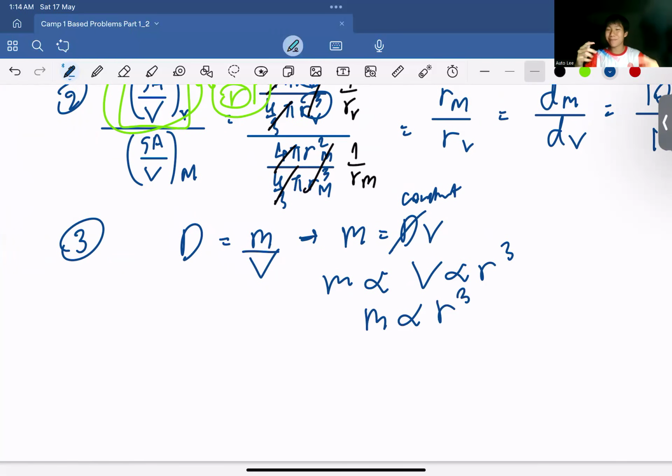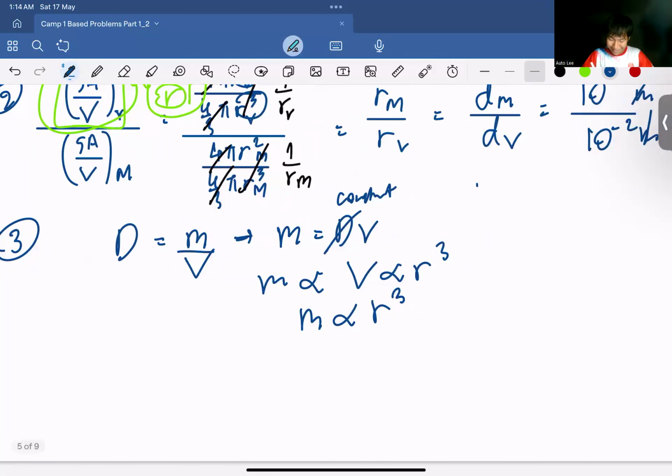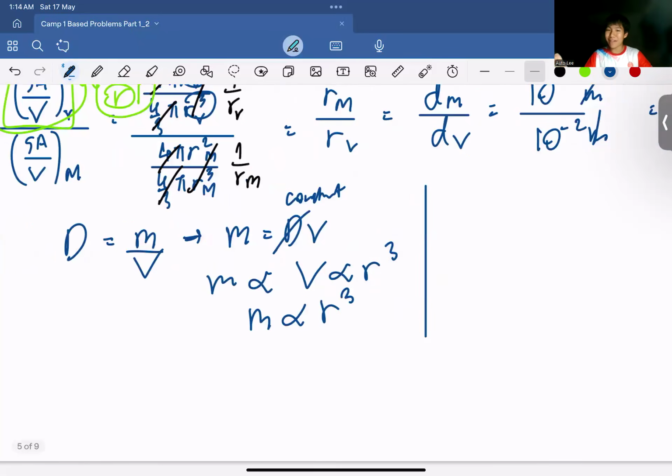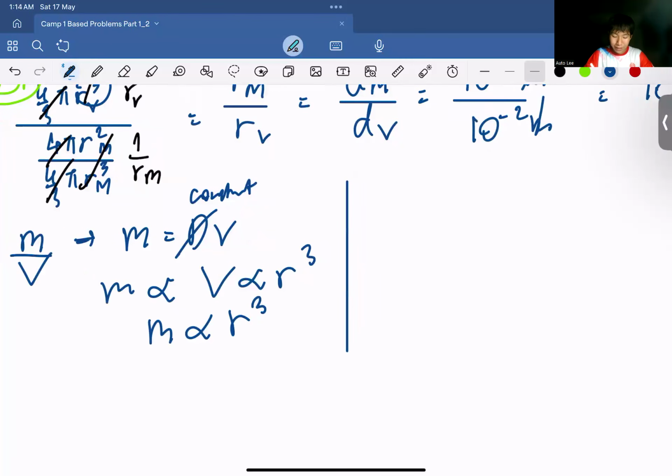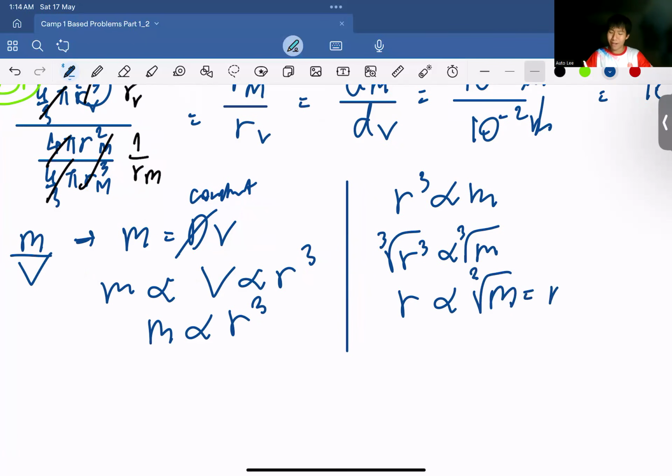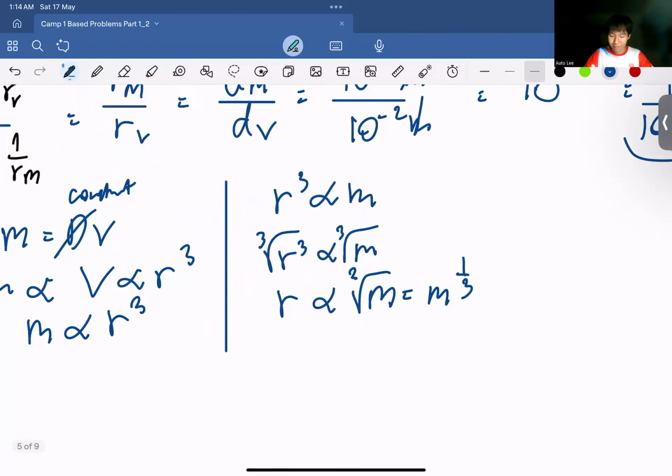Now this is a bit of a math thing, but you math whiz probably would get it. So just bear with me. Since we know that R cubed is proportional to M, the mass, if we take the third root of both sides, we get that R is proportional to the third root of M, or M to the power of 1 over 3, if you're being technical.